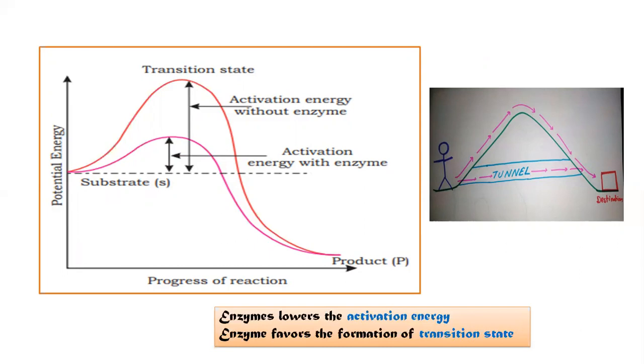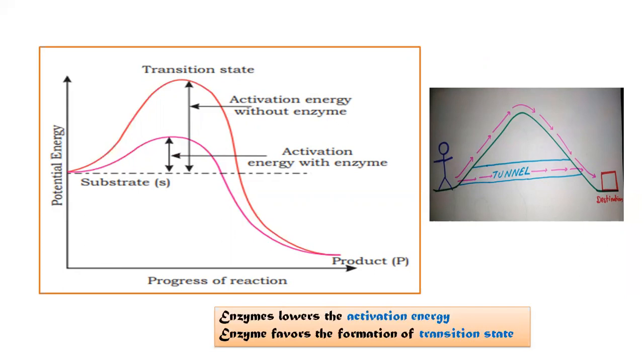Now we will concentrate on the pink line. The same reaction is there, substrate is converted into the product, and the only difference is that here there is action of enzyme over the substrate. By means of enzymatic activity, activation energy is lowered. We observe the difference in activation energy in both the reactions, with enzyme and without enzyme. In the absence of enzyme, activation energy is increased, while in the presence of enzyme, activation energy is lowered.